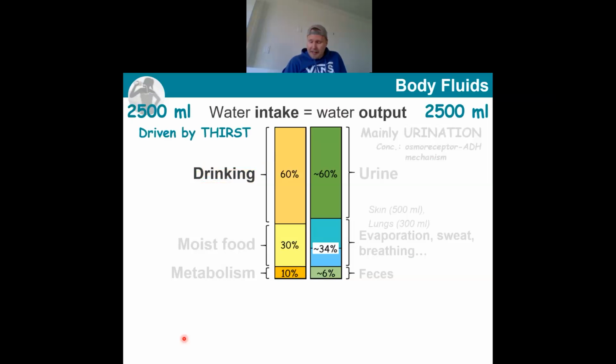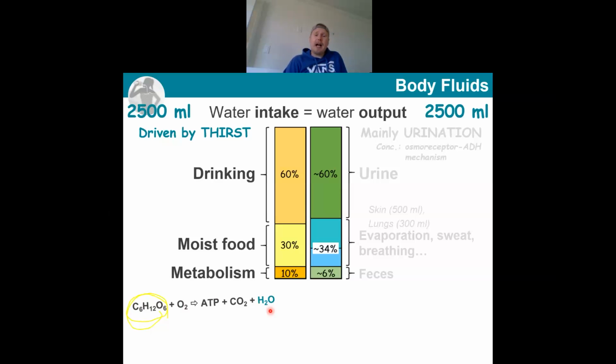And that's driven by the sense of being thirsty. So when you get thirsty, that's your body telling you that you need more water in the system. Of course, like I said, moist food plays some role, and in many metabolic processes you are also left with additional water, as we've seen. Here's the example of cellular respiration, where we change sugars and oxygen into ATP energy, carbon dioxide, and water as a byproduct.